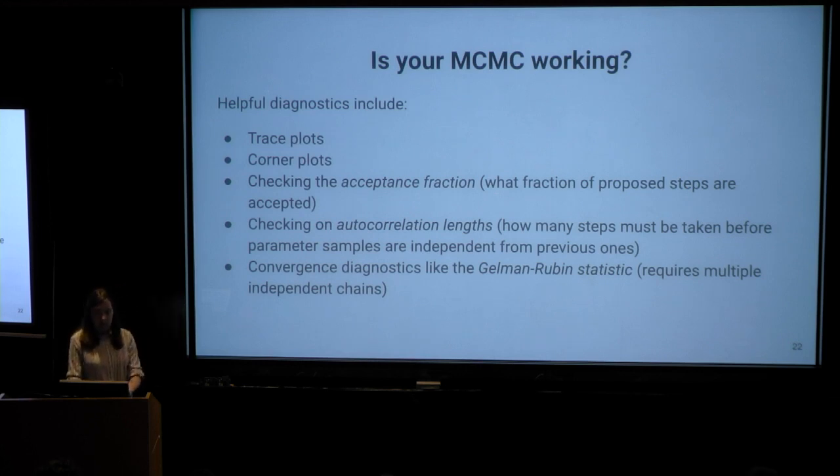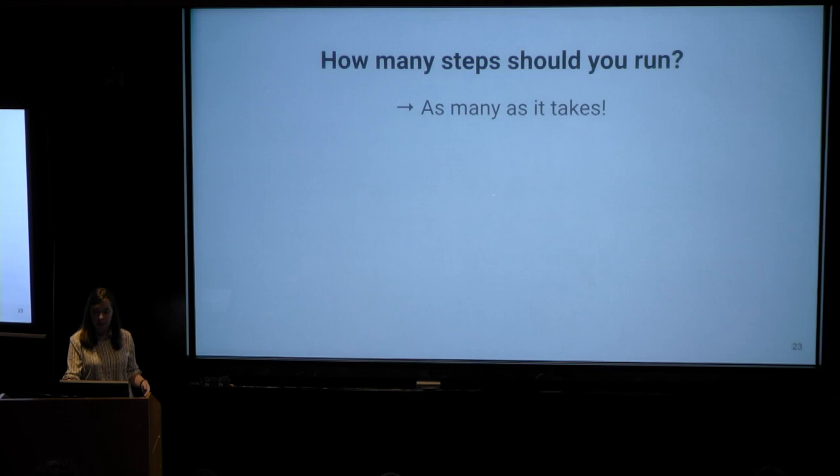A couple of other related things are the acceptance fraction. So what percentage of the proposed steps get accepted and added to the chain? You want it to be around 50% or so, although it could be a bit lower. You also can look at autocorrelation within your chain. So that's a way of saying how many steps do you have to go through before you get to an independent sample. And finally, there are special convergence diagnostics that also address these things. So the Gelman-Rubin statistic is something to look up for this.